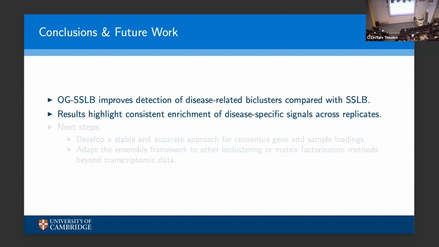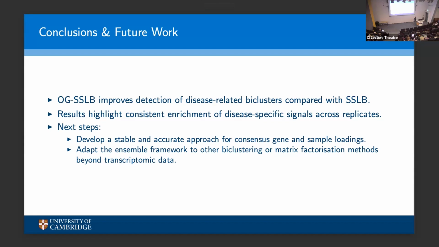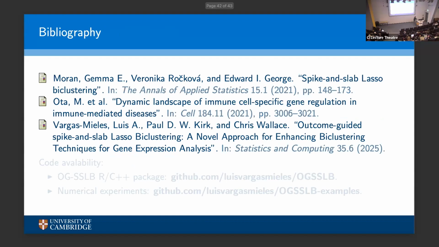So the next step is to develop a stable and accurate approach for consensus gene and sample loadings. What we have done so far is a consensus of gene and sample membership, which genes and which samples can be in this group of metaclusters. But now what we want is also a stable way to measure the contribution of the genes and samples in our gene expression data. And then, beyond that, we want to adapt this ensemble framework to all bicluster matrix factorization approaches, even beyond transcriptomic data. So yeah, this is what I have to present to you.